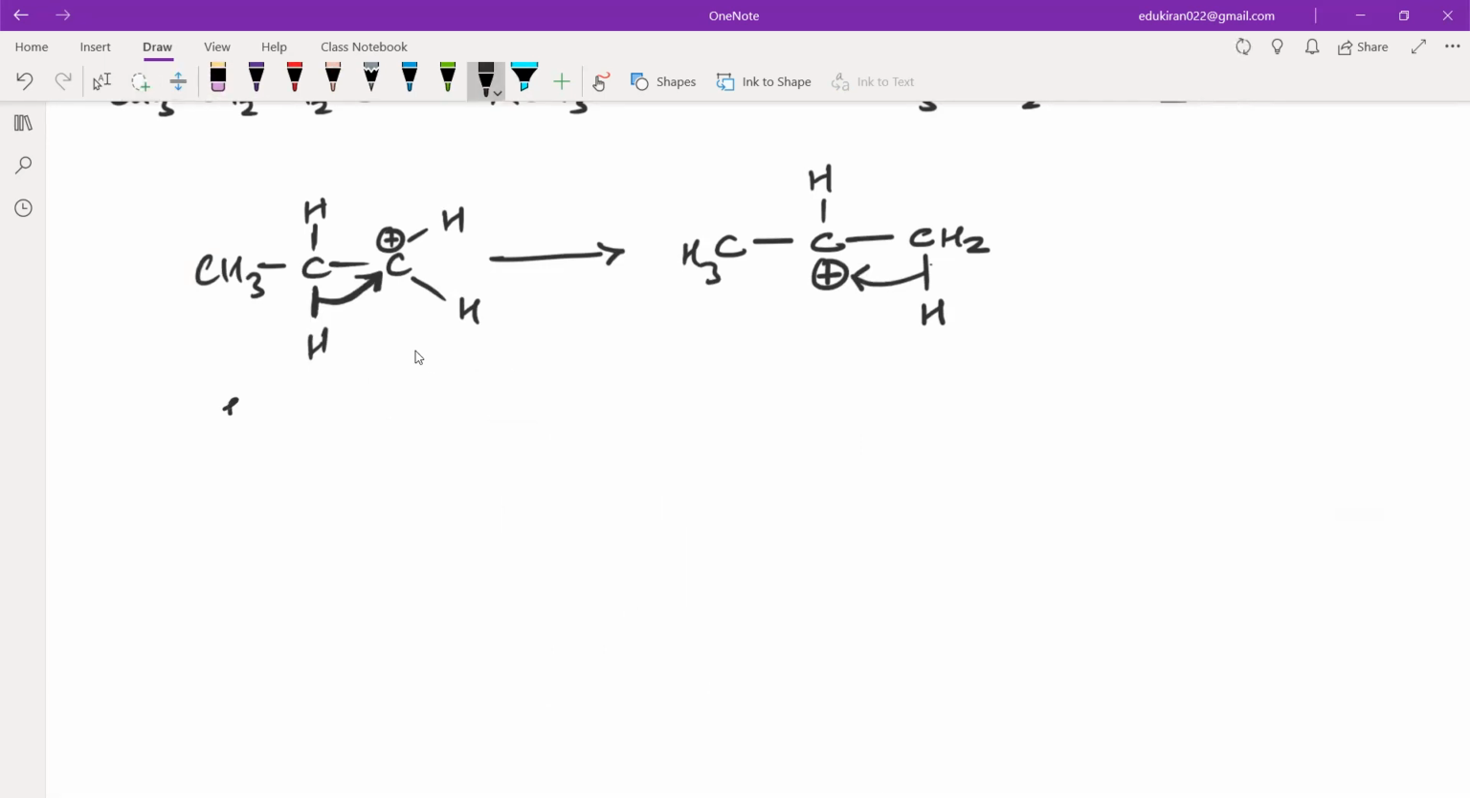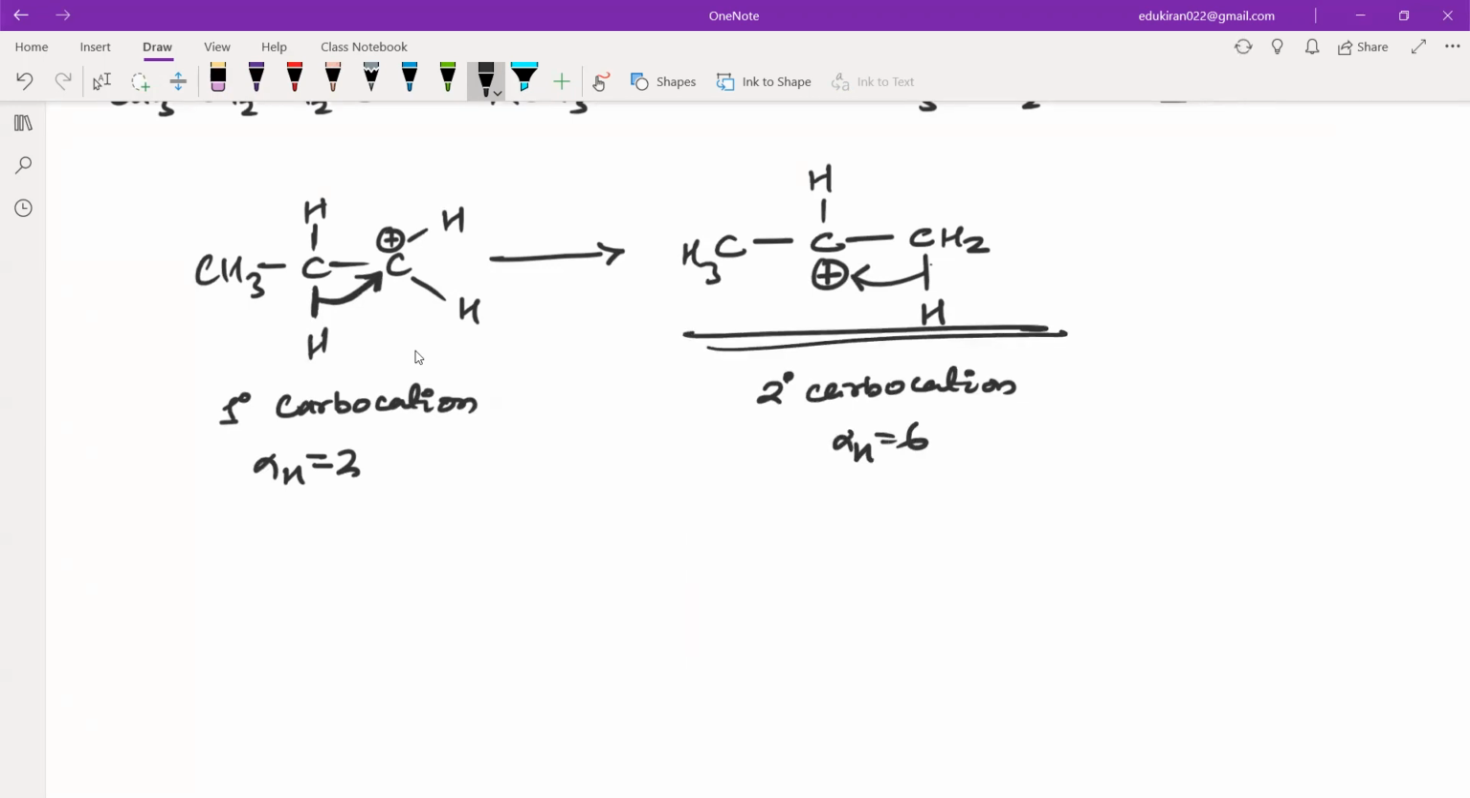Here it says that I am a 1 degree carbocation with only 2 alpha hydrogens. And here I am a 2 degree carbocation with how many alpha hydrogens? I have 6 alpha hydrogens. So once it has moved to this secondary carbocation, it doesn't revert back because it is very stable. It is much more stable than the 1 degree carbocation. So this is known as hydride shift.